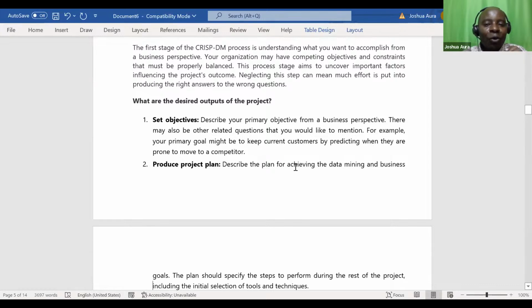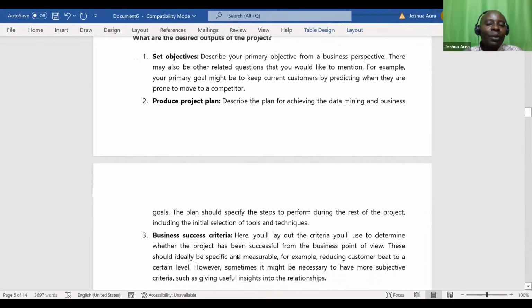Describe the plan for achieving the data mining and the business goals. The plan should specify the steps to perform during the rest of the project, including the initial selection of tools and techniques.